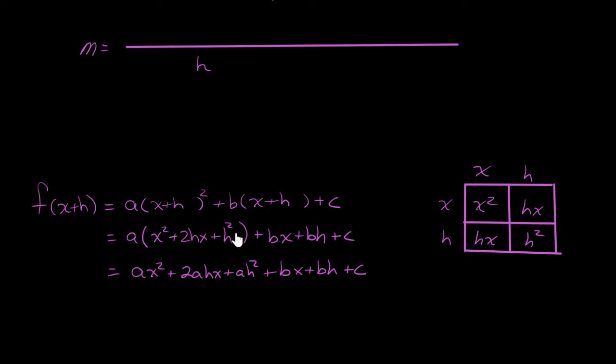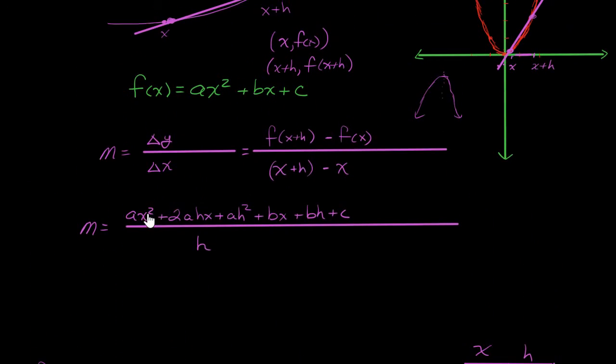We've got this right here. So this is our first output fully simplified, not written in function notation, but actually putting x plus h in and getting an output. So we get ax squared plus 2ahx plus ah squared plus bx plus bh plus c. So this is our output for this quantity right here.